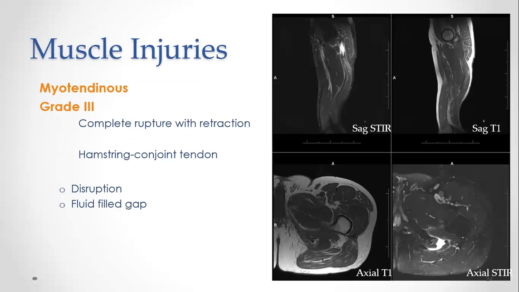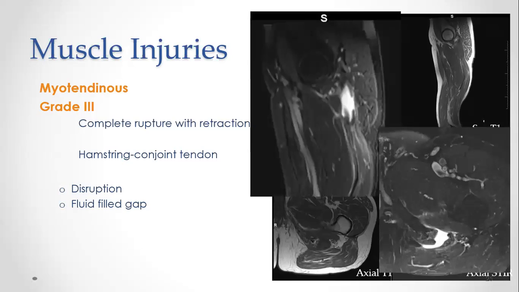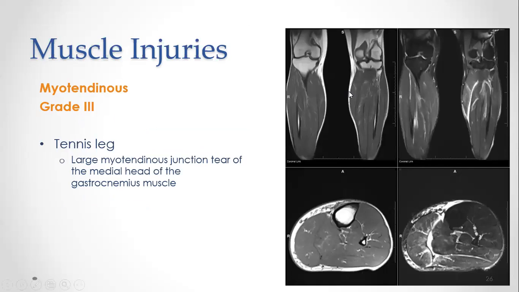Grade 3 muscle injury is when you see complete disruption of the myotendinous junction, as we see in this conjoint tendon of the hamstring muscle. There's complete tearing of the proximal myotendinous junction with fluid-filled cleft. As another example of grade 3 muscle strain injury, the medial head of the gastrocnemius muscle, really large tear of the myotendinous junction with fluid-filled cleft. This particular type of injury is always referred to as tennis leg, just to be familiar with this terminology.